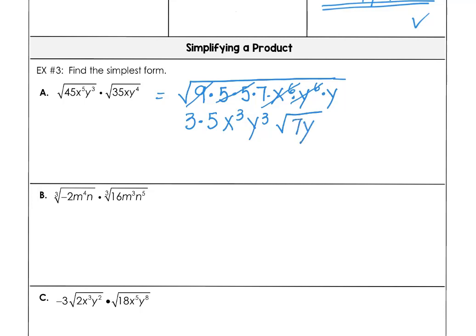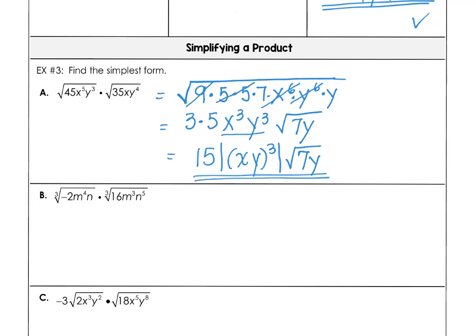Now here's where we have the issue with the odd power, the principal square root. We want to force that to be a positive answer. And x or y could possibly be a negative from the beginning. So we want to force that to be a positive answer, we've got the quantity xy cubed and the square root of 7y, which follows our rules for simplifying radicals.